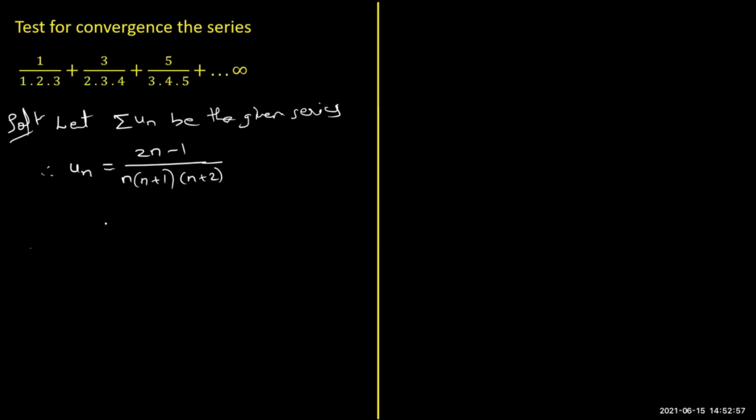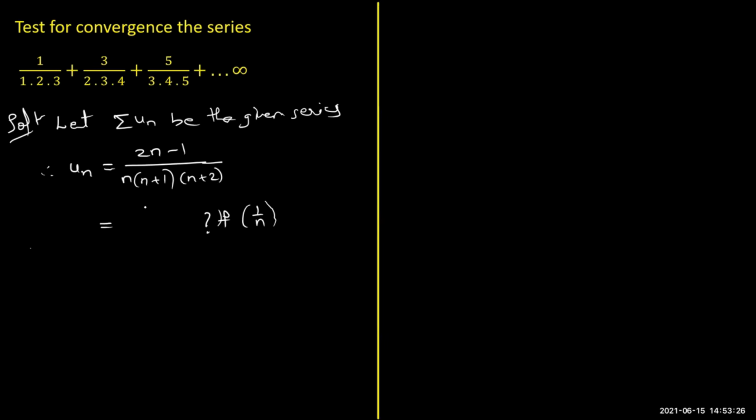We'll try to write somehow. We may take some of the terms common from both numerator as well as the denominator, but somehow we should write it as a function of 1 by n. If you can write this as a function of 1 by n, while writing this, you will get something as a product here, right? Whatever the function you will get as a product to this f, that function we will take as Vn there, right?